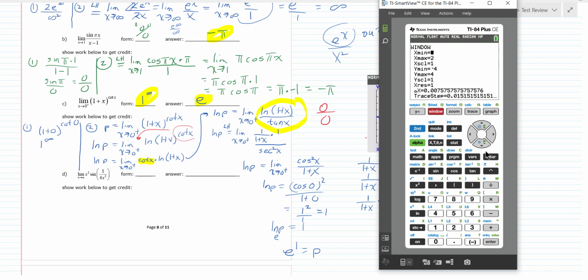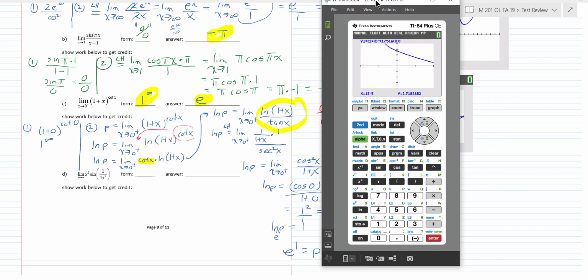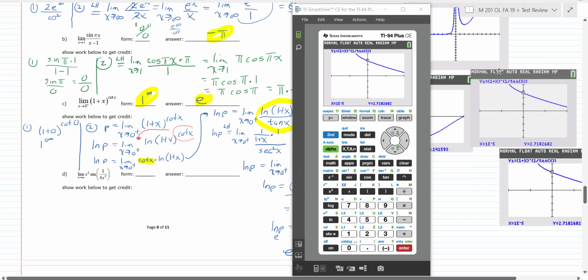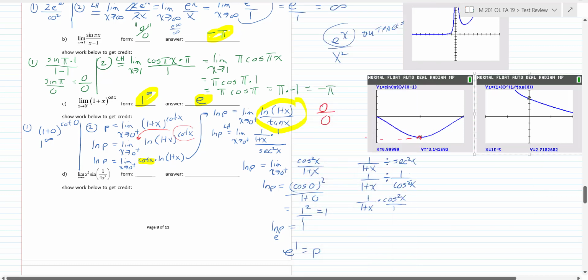So for the window, let's make sure that we're a little to the left of 0 and a little bit to the right of 0. Let's try this window and see what this thing looks like. What did we do? We're looking at a right-hand limit as x goes to 0. If I trace a number just a little bit to the right, look what happens. That's e. We're at 2.718, a decimal approximation for e. So it took hardly any time to graph that and verify that that's the right answer.